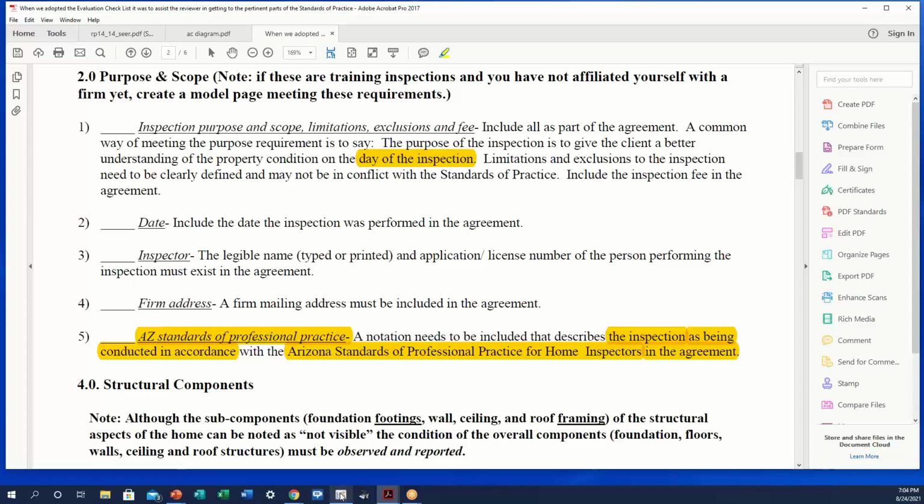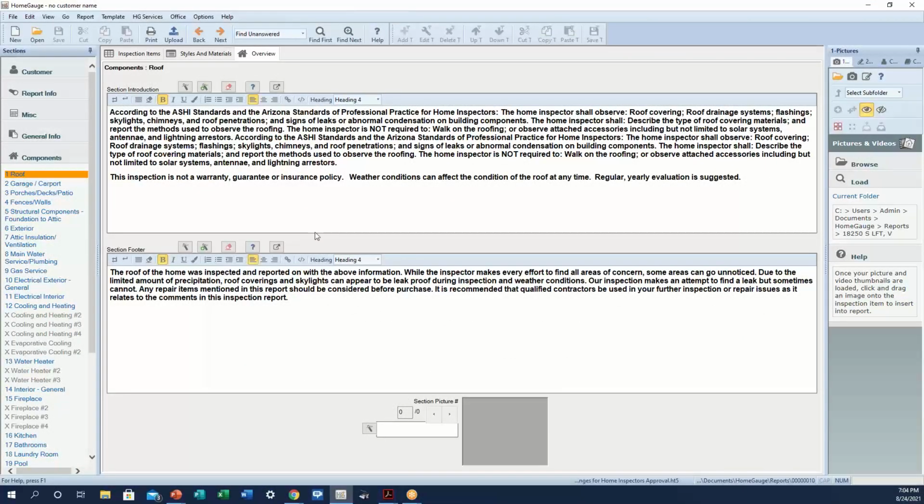Okay, so let me show you what we got here. This is my report form in my header for roofing. I think this is for roofing. Yes, it is. According to the ASHI standards and the Arizona Standards of Professional Practice for home inspectors, the home inspector shall observe the roofing. And I have put the exact items that are in the SOPs. We also hand them the SOPs in paperwork, but we're finding out many of our buyers aren't showing up right now. And then I have: the home inspector is not required to walk on the roof.